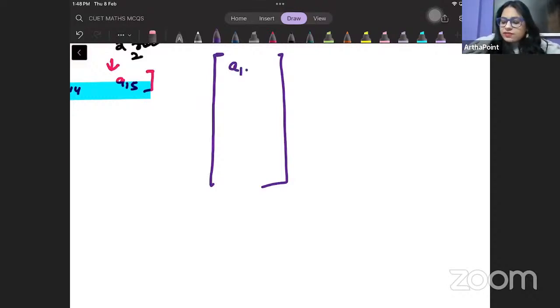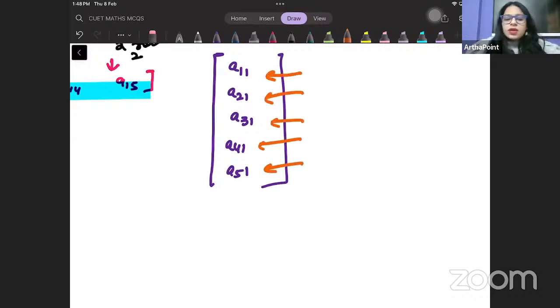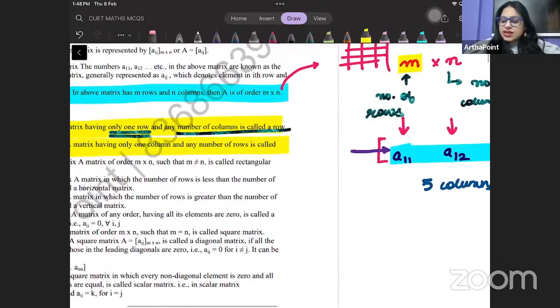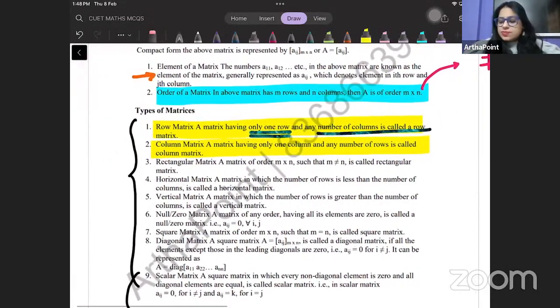So I can have A11, A21, A31, A41, A51. Now in this I can clearly see that there are 5 rows in it. But I can also see that there is only one column. Column is only one, but there are multiple rows in it. So we can go ahead and say that this is a column matrix.